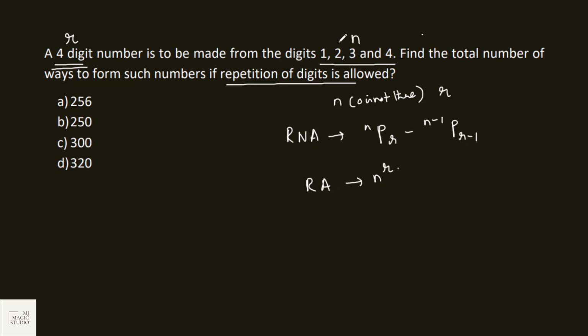Here repetition is allowed. What we will get is n is 4, r is 4, 4 to the power 4, 16 square is 256. You would get 256 4-digit numbers which can be developed with help of digits 1, 2, 3, 4. Repetition is allowed. Mark on A and move on.